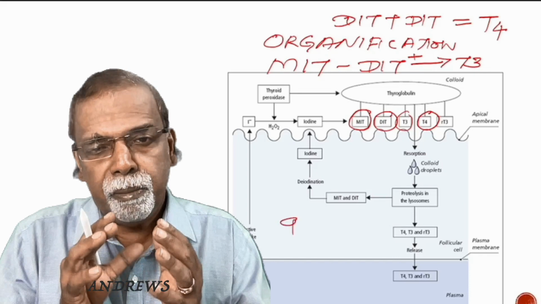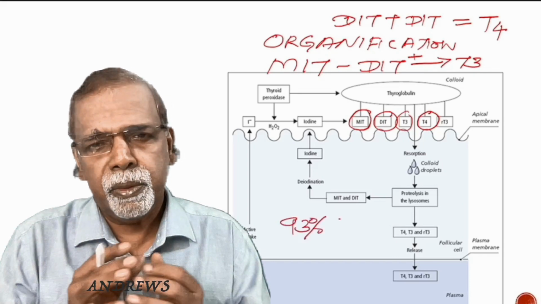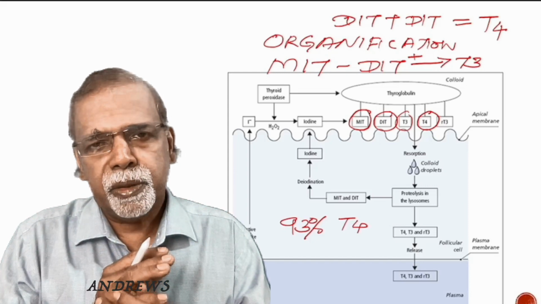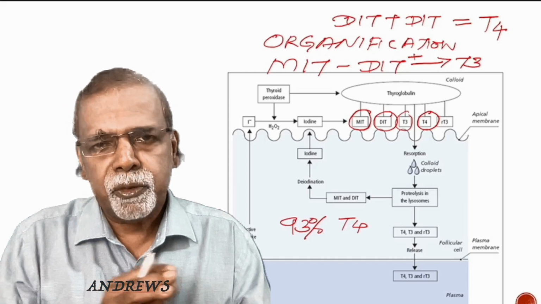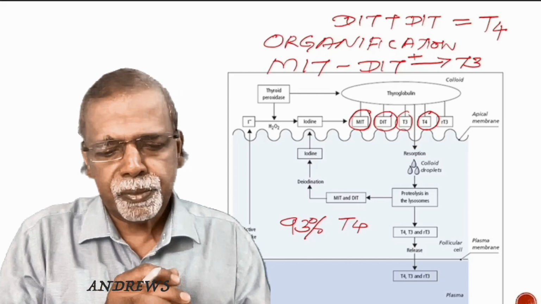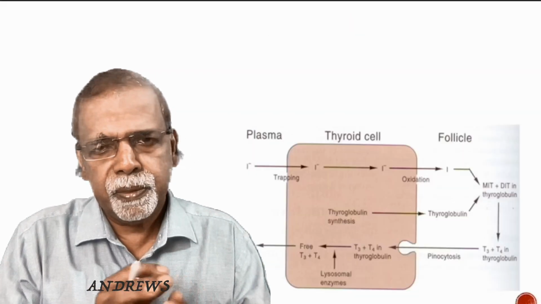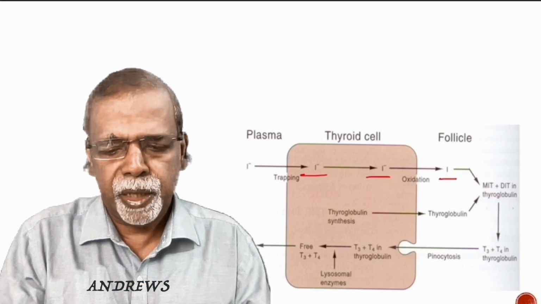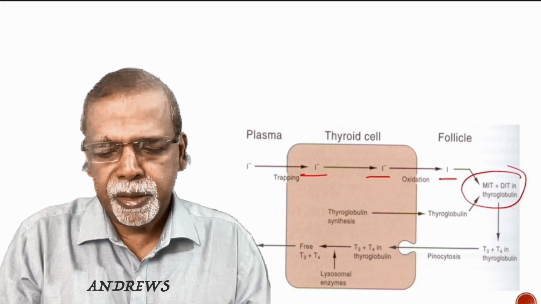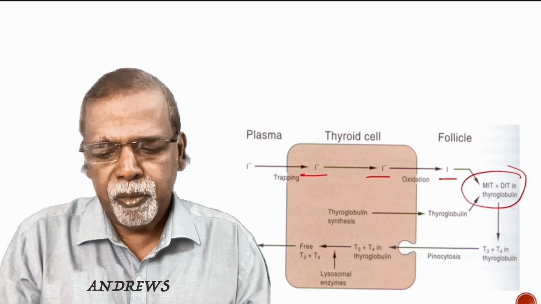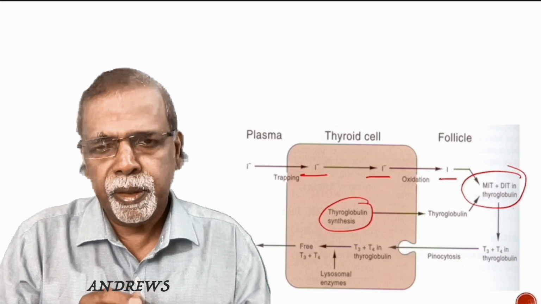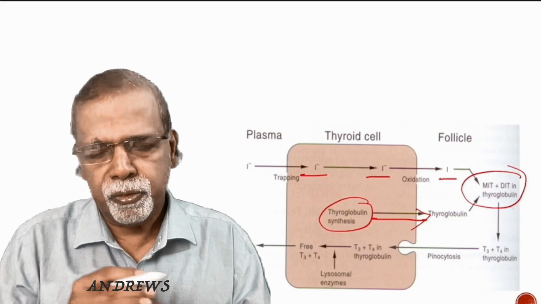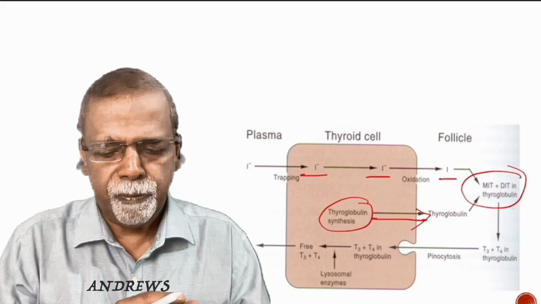T4 is the major hormone that is released. Up to 93% is T4 and 7% is only T3. But the active form is T3. So this picture shows again a review of what has happened. Iodine is trapped, iodine is oxidized, it enters the colloid where monoiodotyrosine and diiodotyrosine are formed, which combine in various combinations forming the T3 and T4.